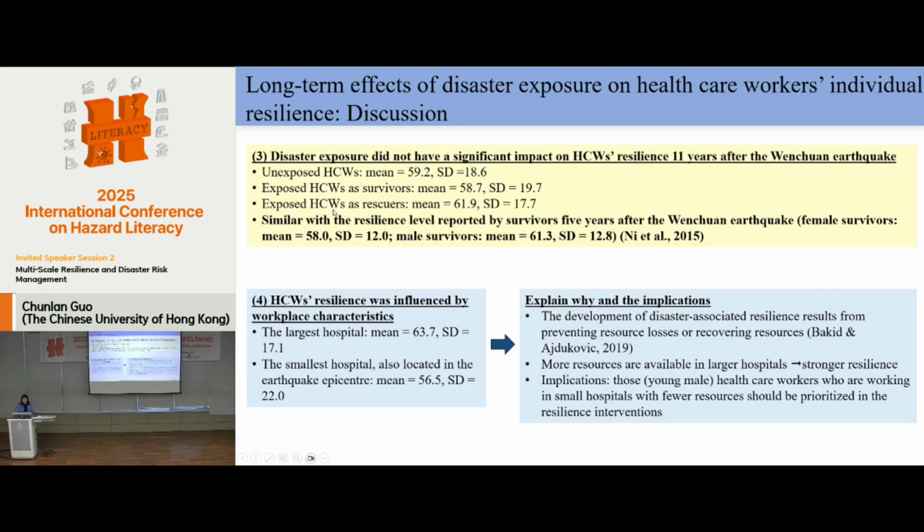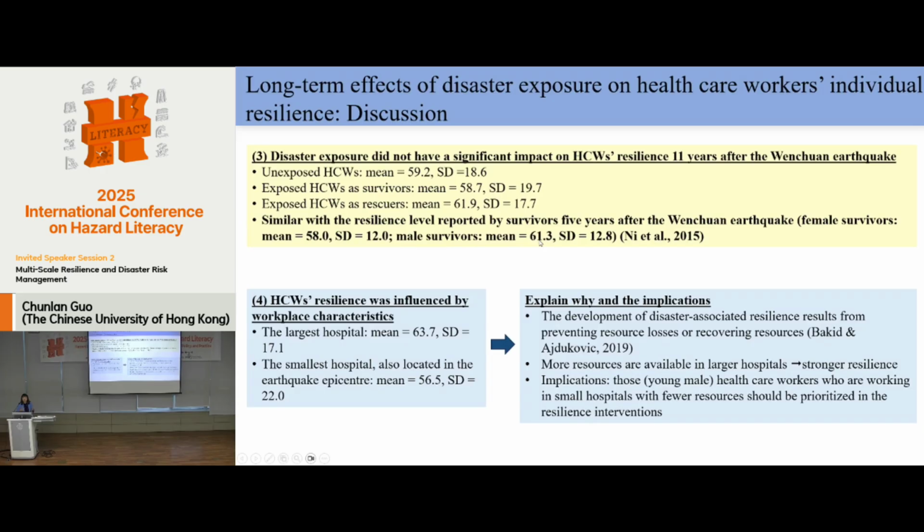And we found that healthcare workers who served as rescuers, doctors or nurses in 2008, indeed report a slightly higher resilience level, but it is not significant. This level of significance is in fact very similar to the one 5 years after the Wenchuan earthquake, because there is a team led by Professor Ni. He and his team found that 5 years immediately after the earthquake, the healthcare workers report about 60.